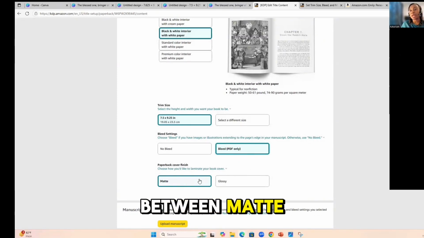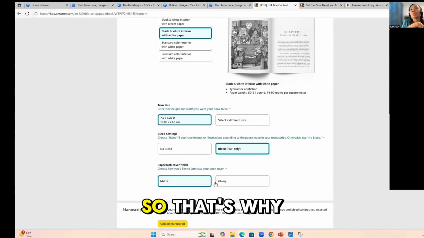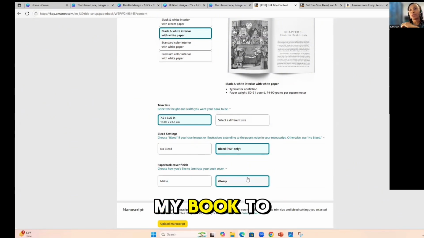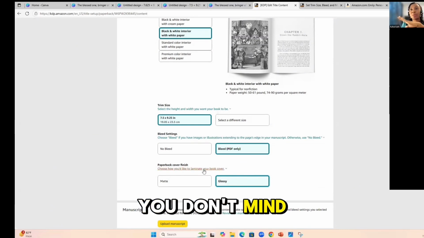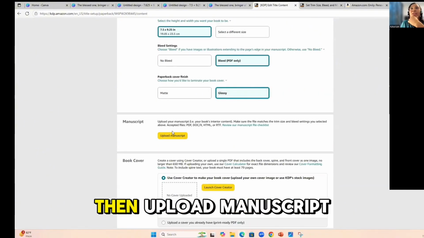Now, let me tell you the difference between matte. Matte is that if someone touches your book, it can easily get stained. But glossy, if anything touches your book, oil, it doesn't penetrate into the book. So that's why I would choose glossy because I have kids. I don't want my book to get messy, so I'll choose glossy. But if you don't mind, matte is okay. Matte is nice. It's just normal. It's not shiny, just okay. So glossy and then upload manuscript.